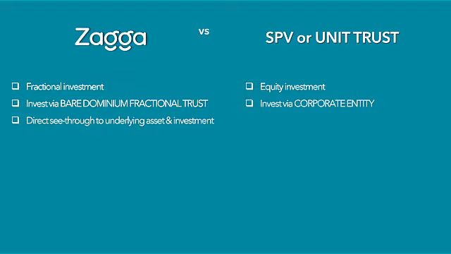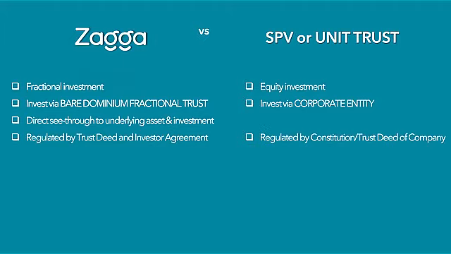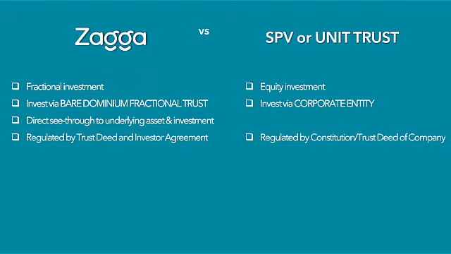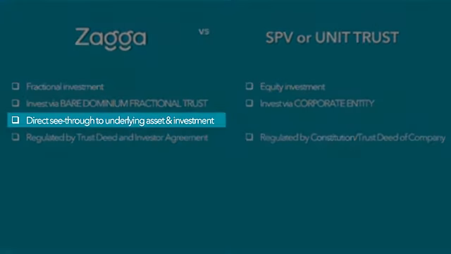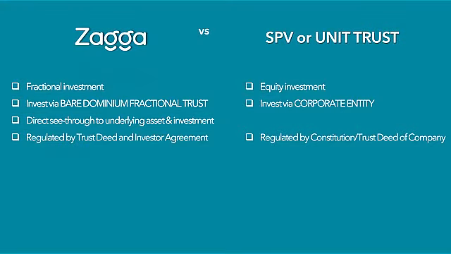The trust in the Zagga instance is, of course, regulated by the trust deed and the investor agreement that you would sign, whereas through the SPV or unit trust, it would be regulated by the constitution or trust deed of the company or the unit trust and some form of shareholders agreement. That shareholders agreement would probably create a class of shares that you would hold as an investor, and the rights of those shares may be restricted relative to other classes of shares. Whereas in the Zagga instance, there is no share, it's direct see-through investment, and your rights and those of any other investors are all identical in terms of the trust deed.